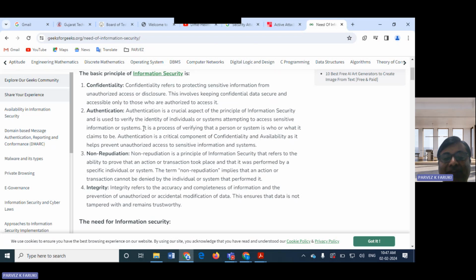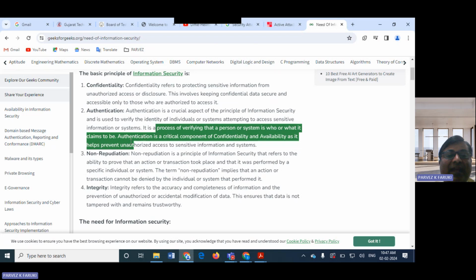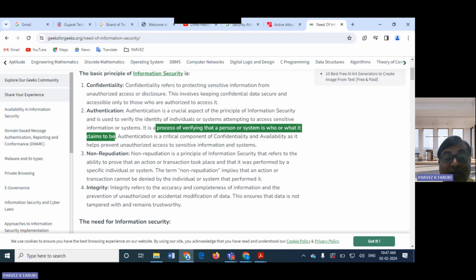So in simplistic terms, it's a process of verifying that a person or a system is who or what it claims to be. Right? Rakesh should not be able to log on to Bob based on Alice's authentication values. So it is the duty of Bob to ensure that there is a proper authentication.